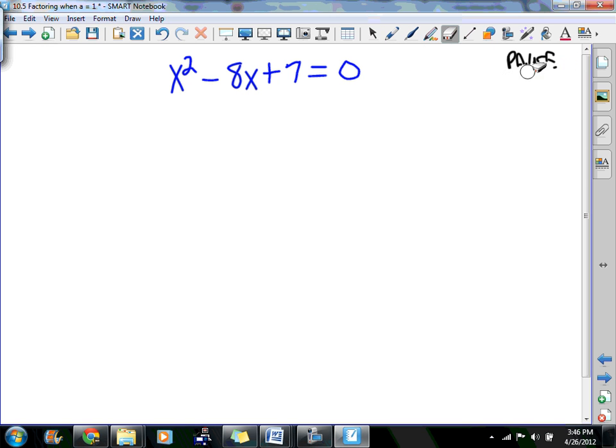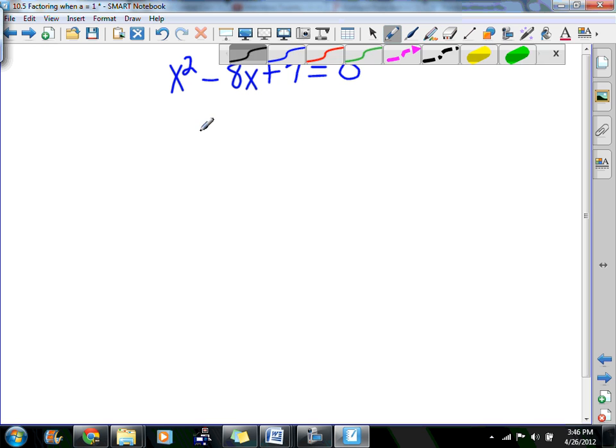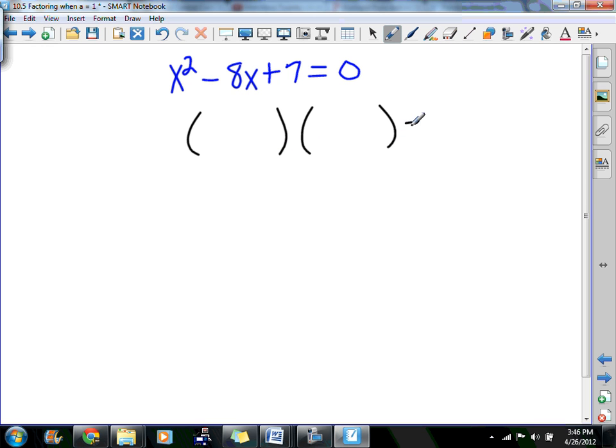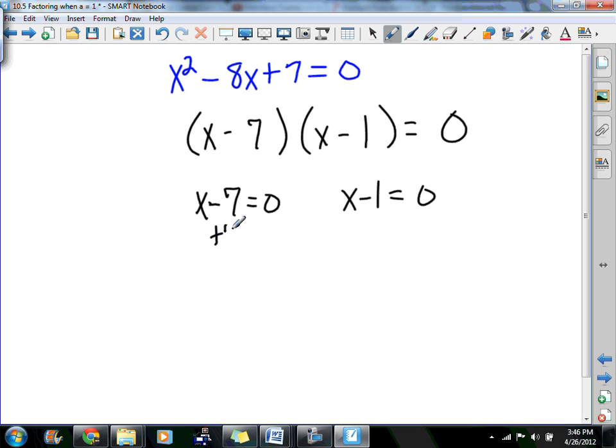Okay, let's see how we did. For this one, you should have gotten x here. Now with negatives involved, so it's negative 7 and negative 1. And then you should have solved it. Adding 7, x equals positive 7. And adding 1, there's your 2 answers. All right.